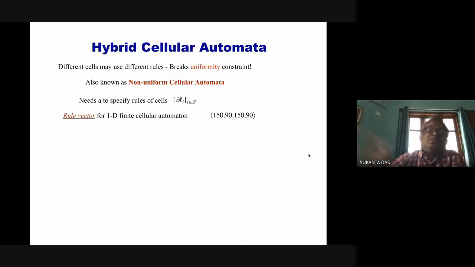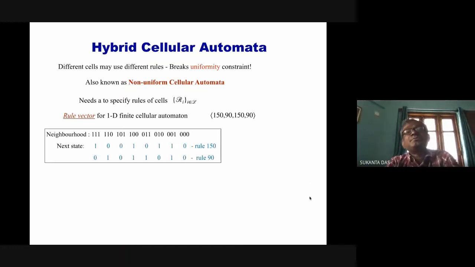So this is an example, okay? Hybrid cellular automata we will discuss in detail. In my course, we discuss in much detail this hybrid cellular automata. Next class we shall continue from the hybrid cellular automata. So I'm just telling you the basics of this hybrid cellular automata.